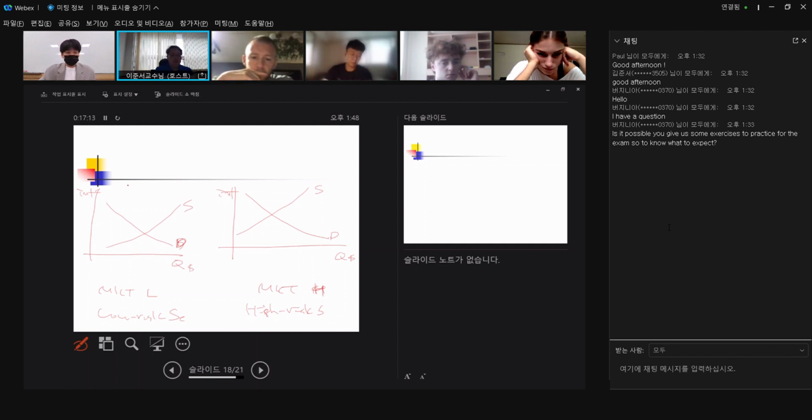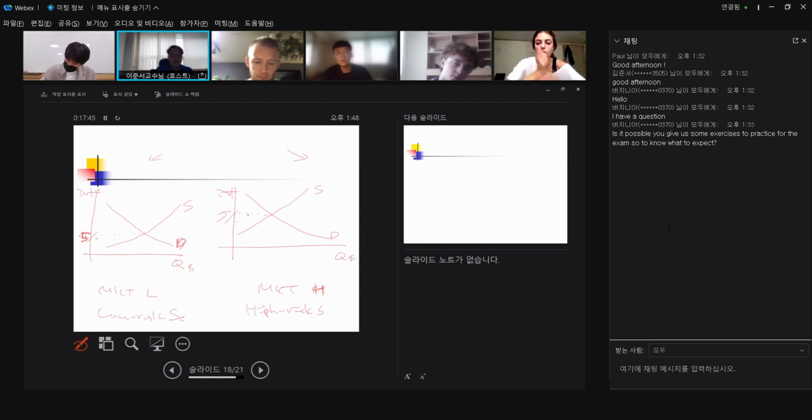And this is market L. This left-hand side graph shows market L. Right-hand side graph shows market H. So let's assume the interest rate is 5% in market L. Okay, and in market H, the interest rate is 7%. We assume, right? We assume.